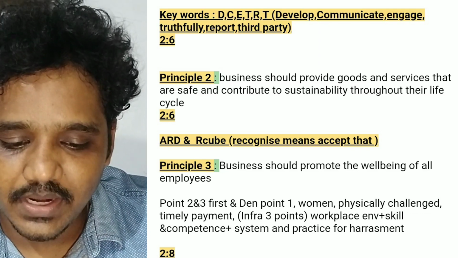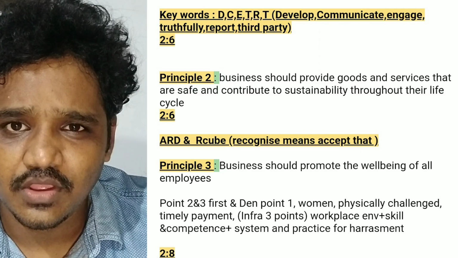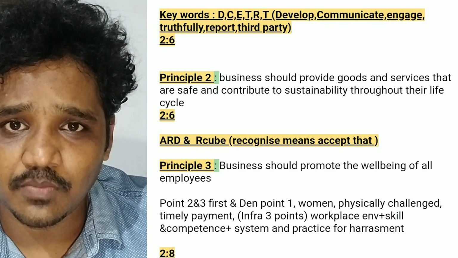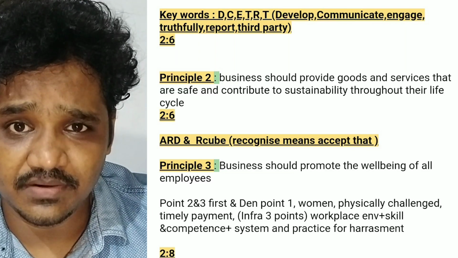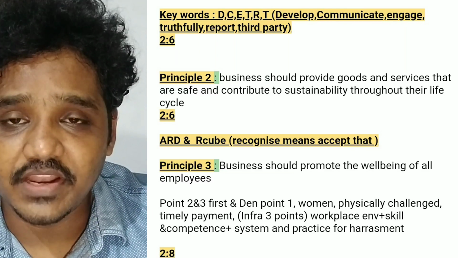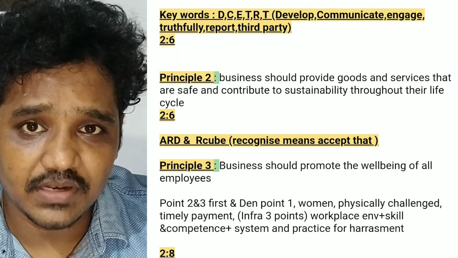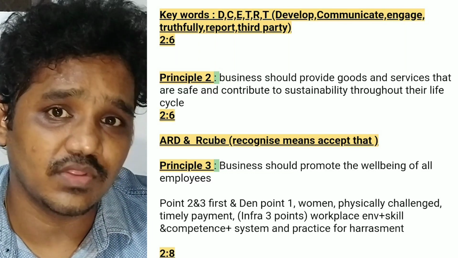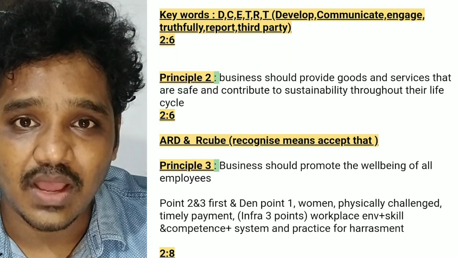So now the remaining 3 points are with respect to infrastructure. What is infrastructure? You are going to provide some employment opportunity. So what is the infrastructure you have? Is it safe and hygienic? 1 point is over. And the next one is skill and competence. You have to give a good skill and competent environment for the employee so that the employee can also grow. Another point is over. The last point is with respect to harassment.